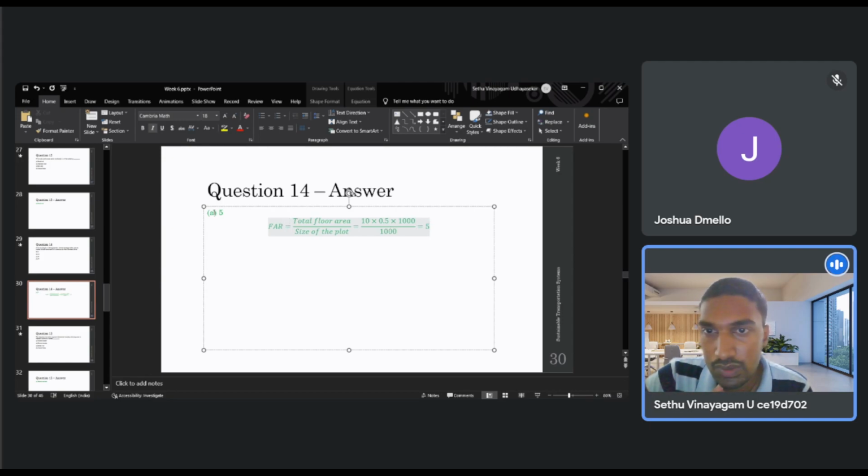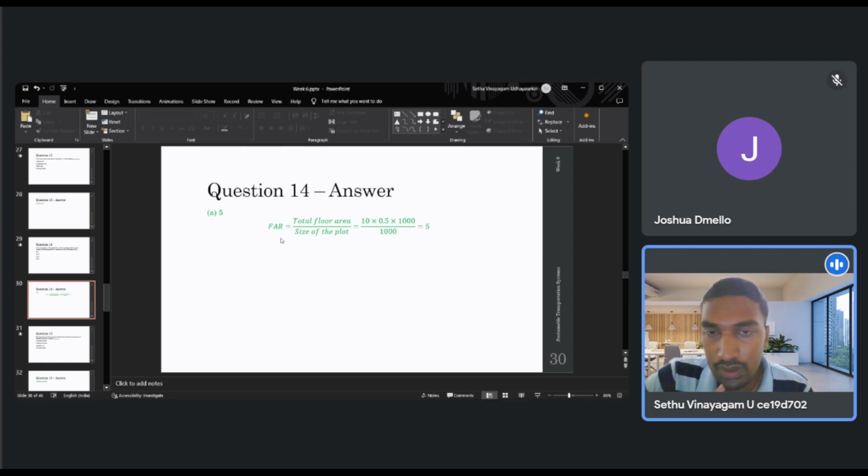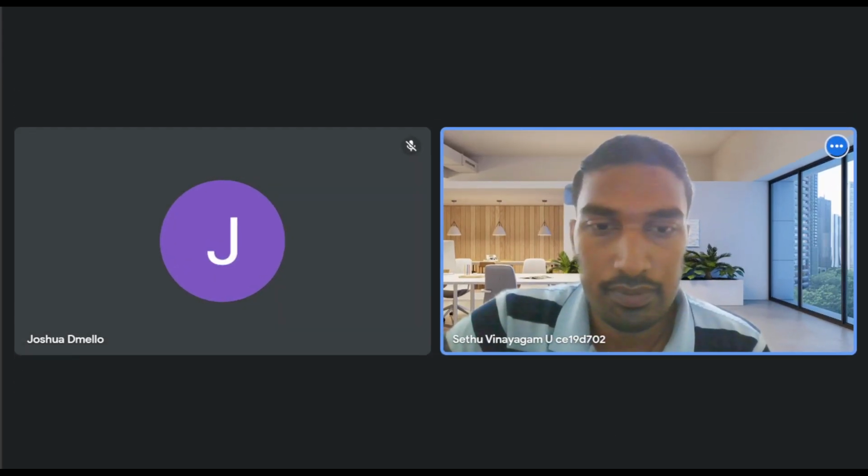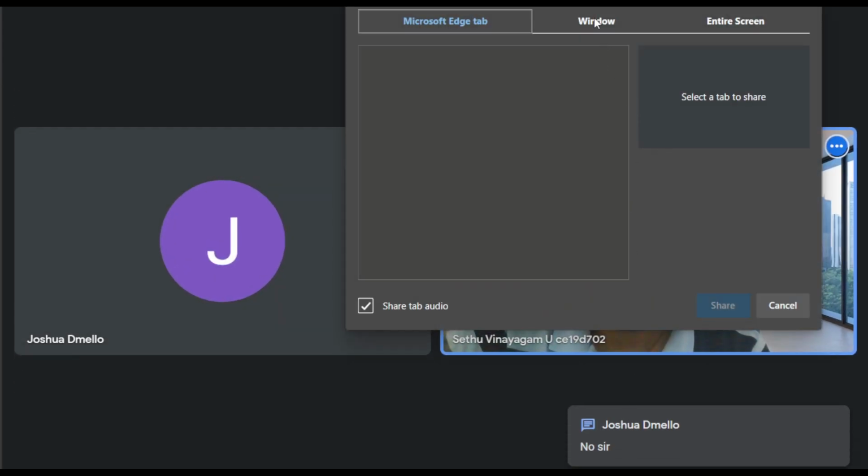So therefore the right option is A. We have the same concept that we saw earlier, but instead of finding the number of floors, here we know the total floor area already and also the size of the plot. So directly we can calculate the floor area ratio. Okay, is that clear? Any question?